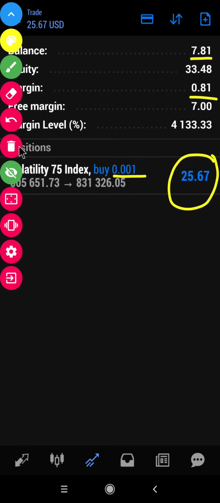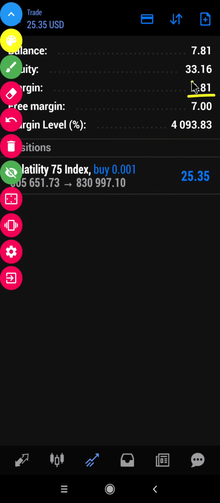But remember what I said, the margin is how much is required for you to take a trade with a certain lot size. So the broker only required 0.81. I only took one trade and I was like, it's okay.